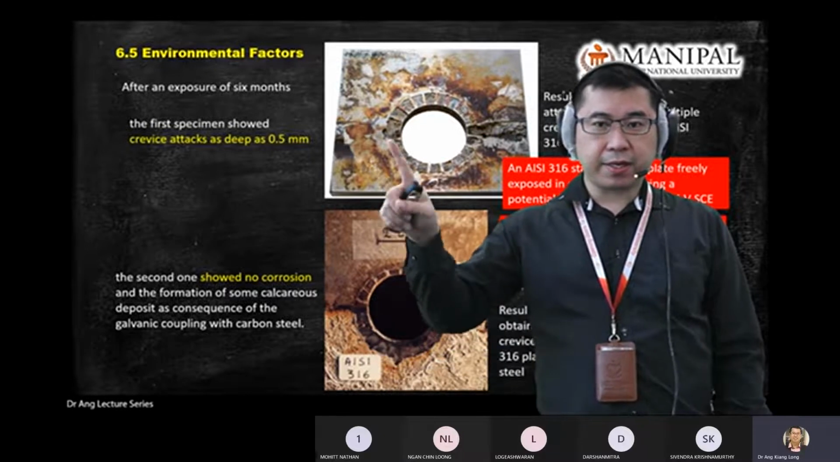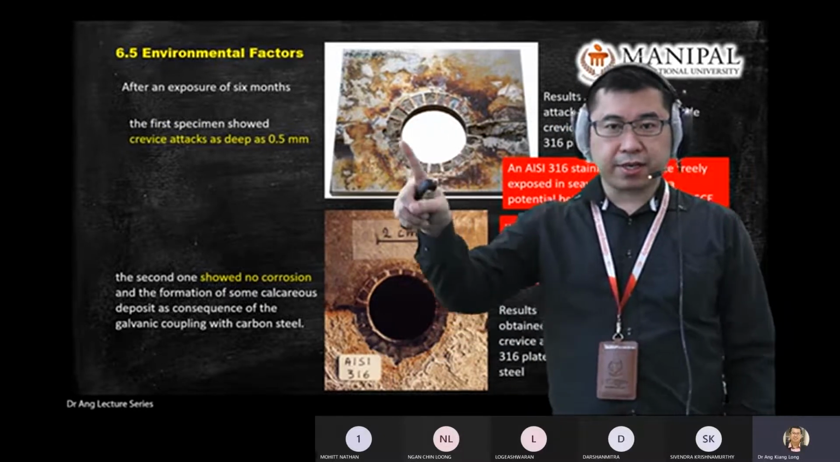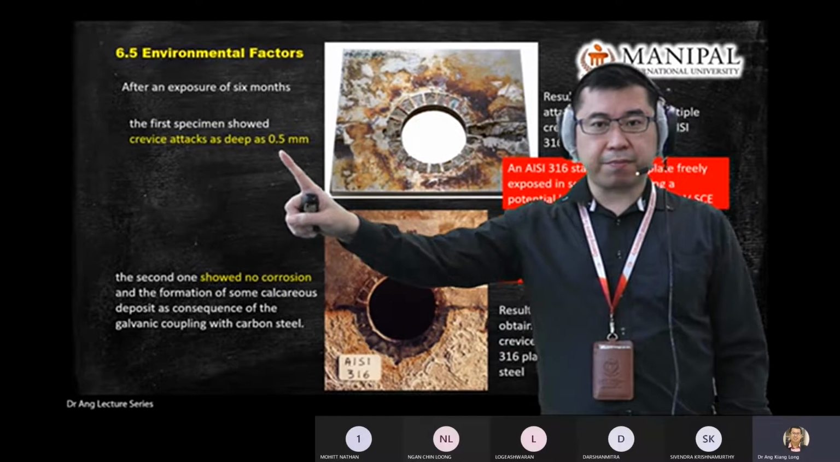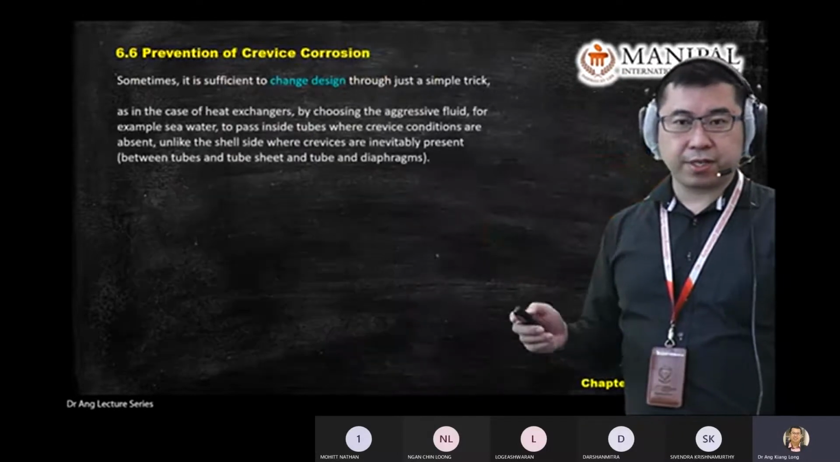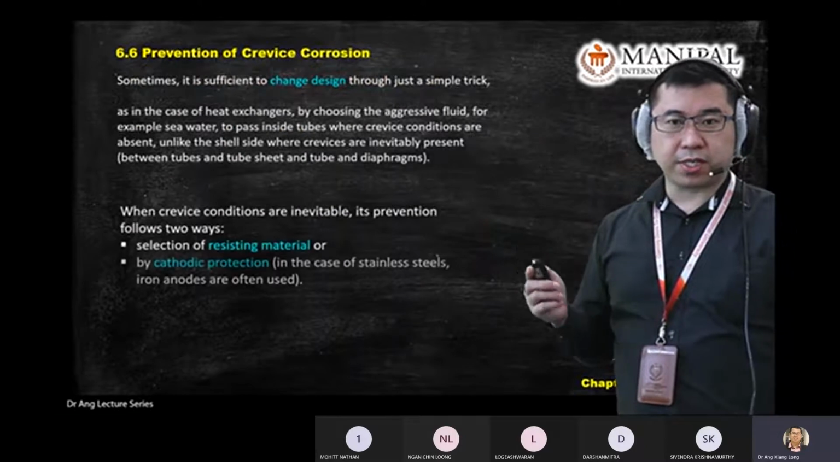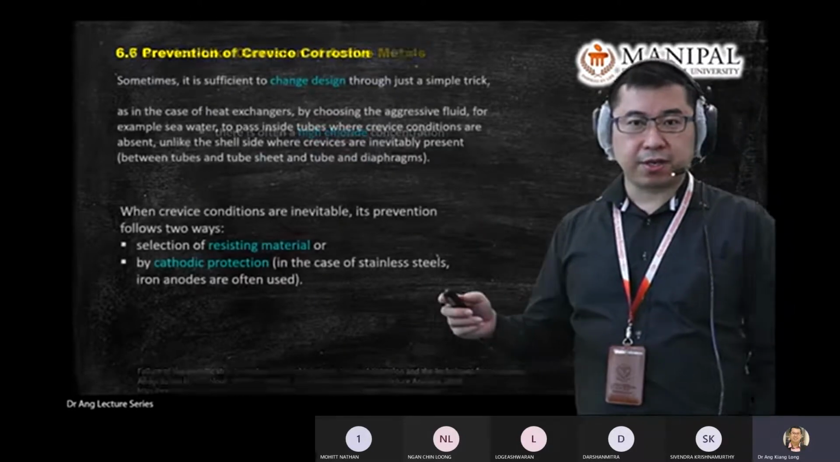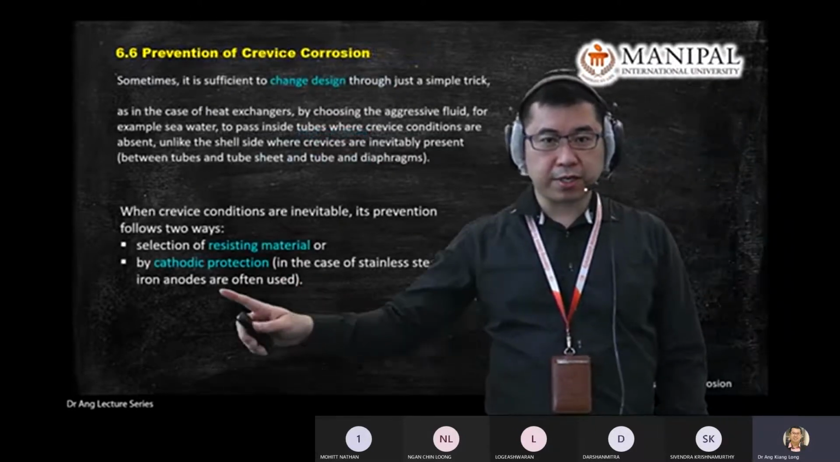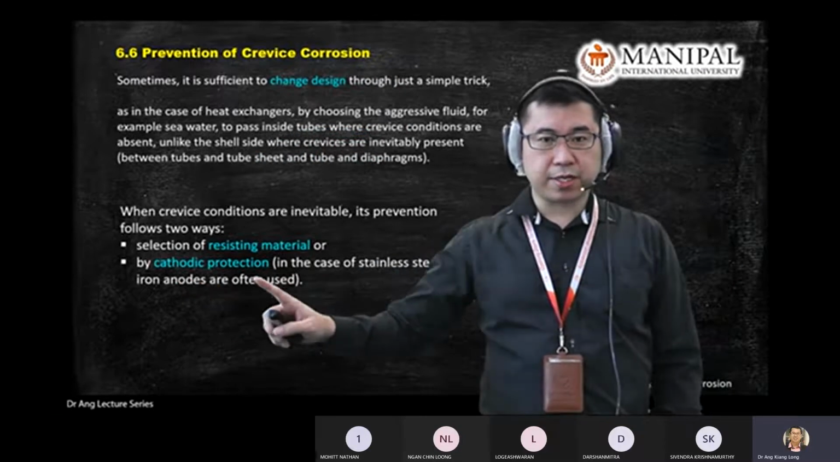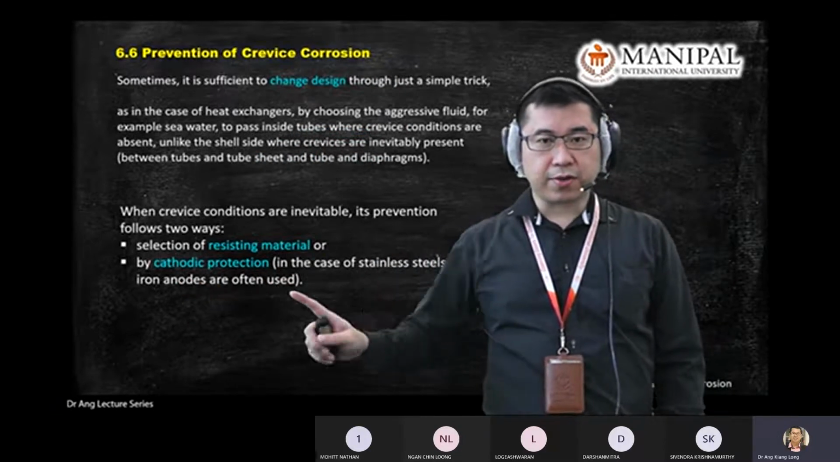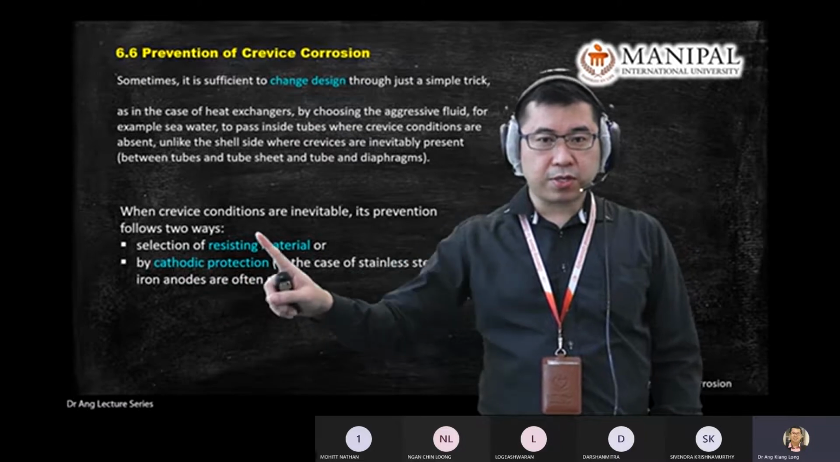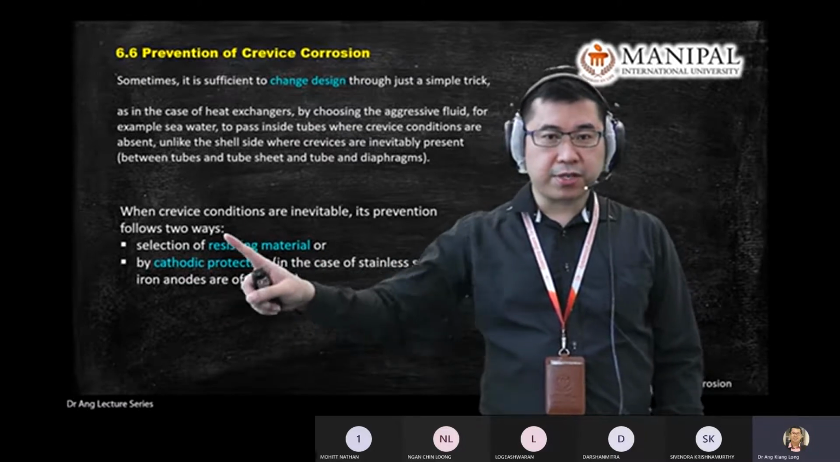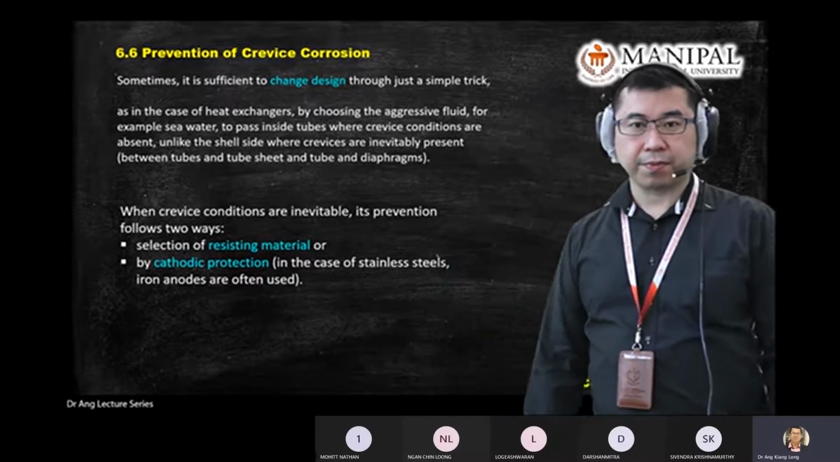This one happens without galvanic action. Crevice happens as deep as 0.5 mm. So one of the ways to prevent crevice is to use the concept of galvanic corrosion protection. You use cathodic protection in your scenario, or you use crevice resisting material.